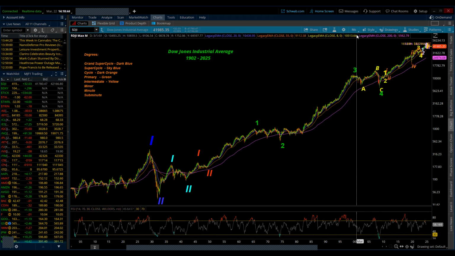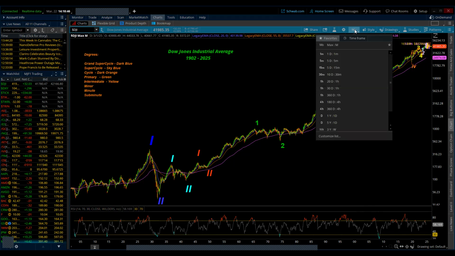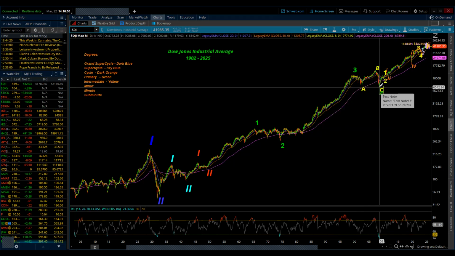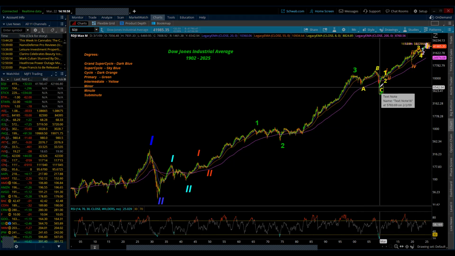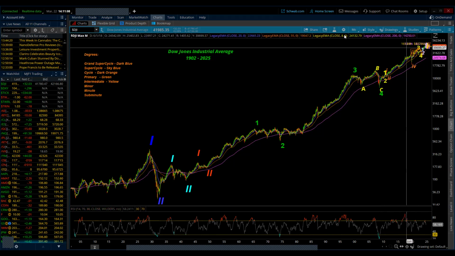But now let's bring this in. That's a very big picture that I'm looking at, folks. So since 2009, we've been in a primary fifth wave up. So now it's 16 years old. This was March of 2009. Here we are, March of 2025, 16 years later, and we're not done yet.